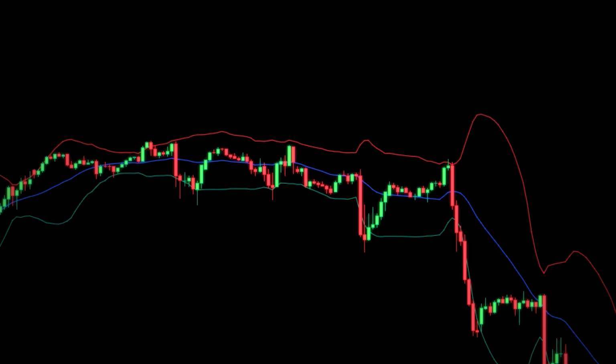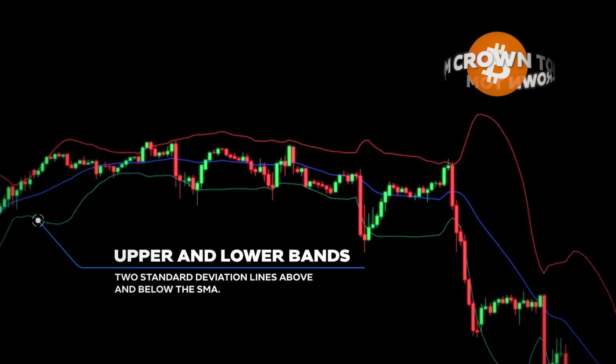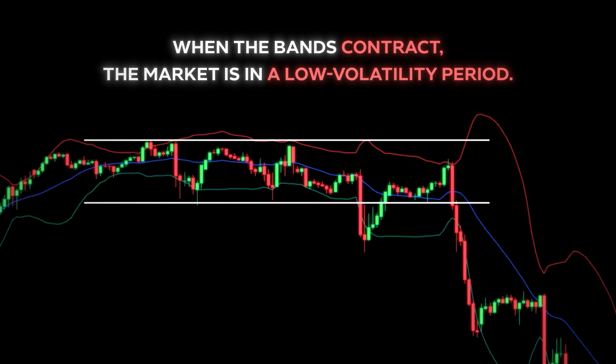Next, we have the upper and lower bands. The upper band is calculated by adding 2 standard deviations to the middle line. On the other side, the lower band is made by simply subtracting 2 standard deviations from the middle line. These bands are a great measure of market volatility. When they begin to contract, the market is in a low volatility period, also known as consolidating or ranging.